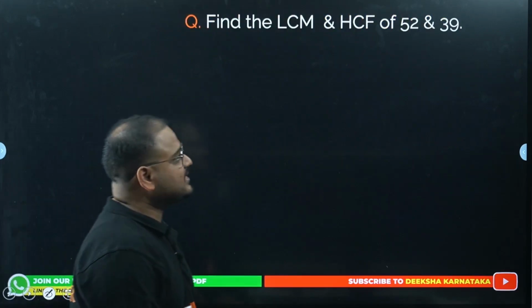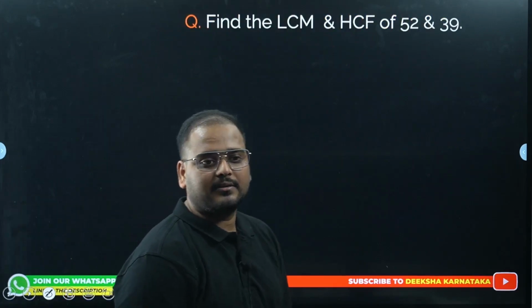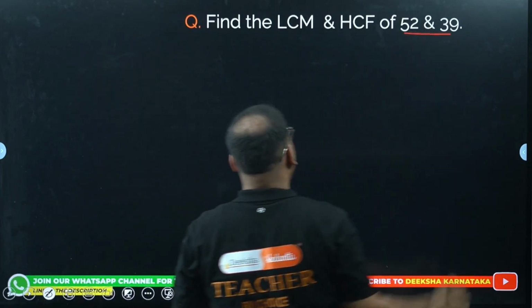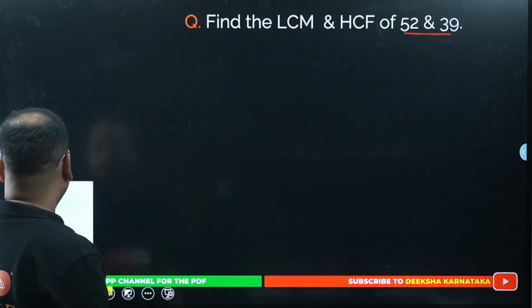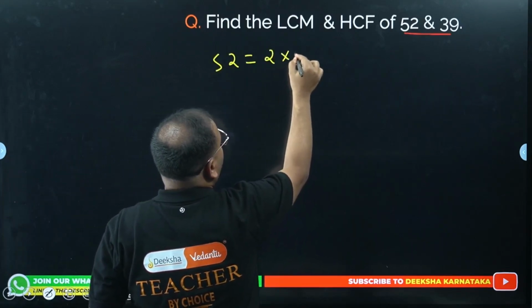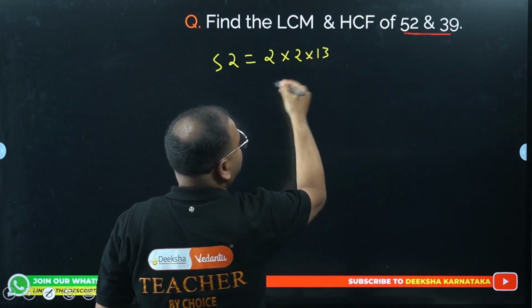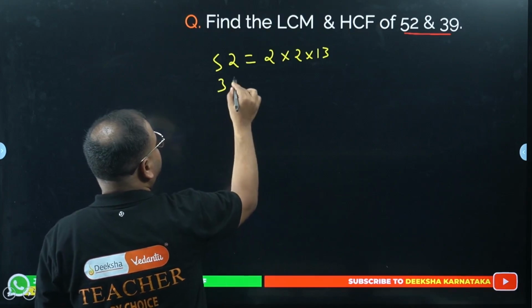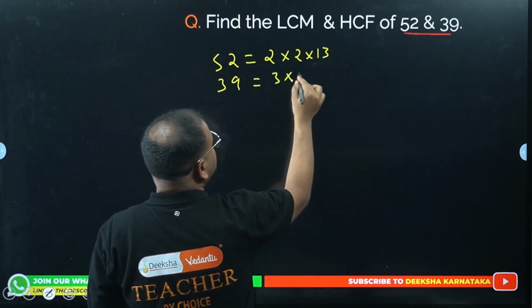Let's move on. Find the LCM and HCF of 52 and 39. We'll use the prime factorization. Let's kick this question out. Quickly we'll do it, without taking any time. Okay, 52, sir, 2 into 13. How? 26 times 2 is 52, right? 39, how will I do? 3 times 13.